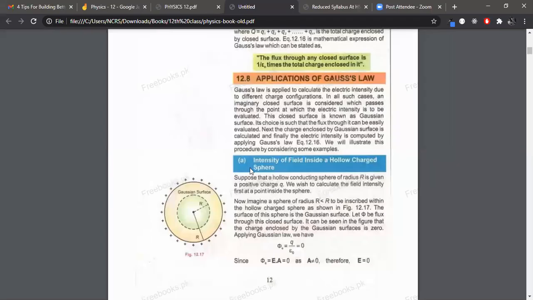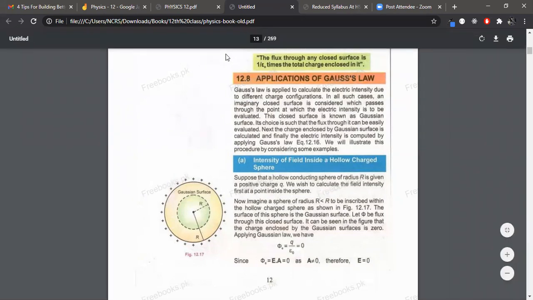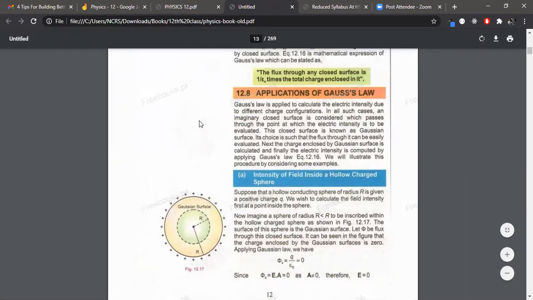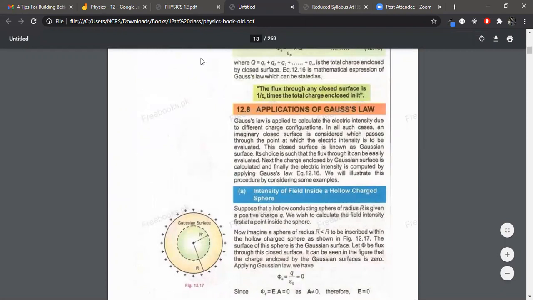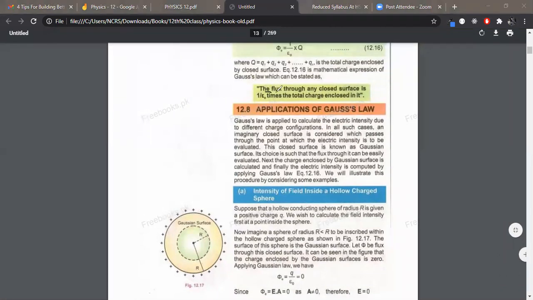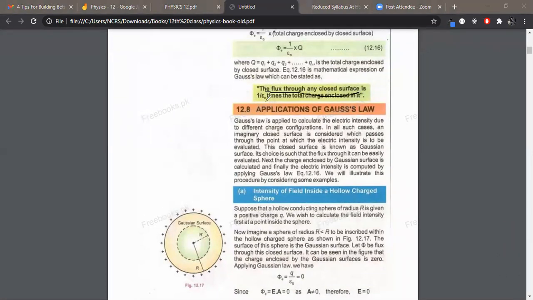Okay, so the topic that we're going to discuss now is the applications of Gauss's law, and we already know what Gauss's law is. Gauss's law says that the flux through an enclosed surface is 1 by E naught times the total charge enclosed in it. So it deals with closed surfaces, and always remember that.